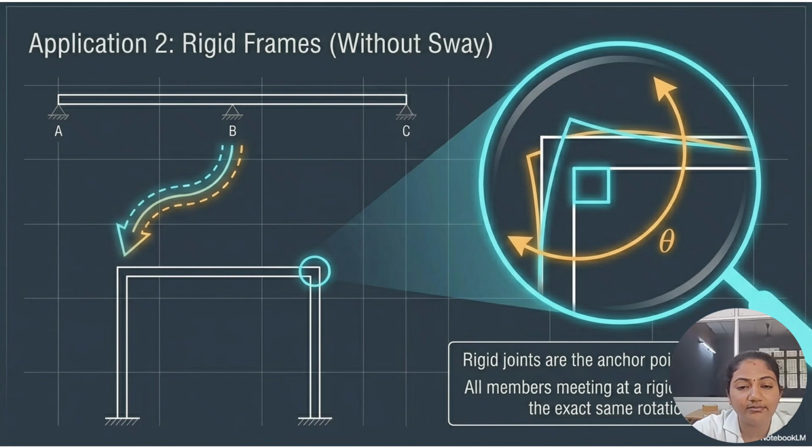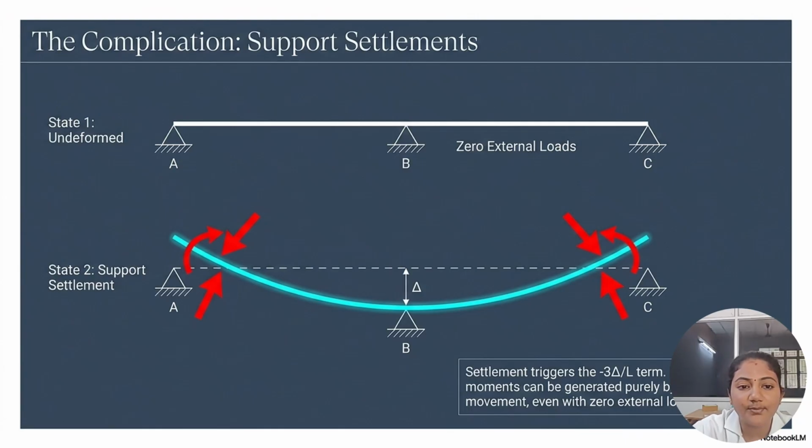Rigid frames are nothing but straight and angular members connected with rigid joints, and when the loading is done at the corners, there won't be any sway. That means without sway will occur at the joints, and there won't be any anchorages needed, and the same exact rotation will occur. And then support settlements.